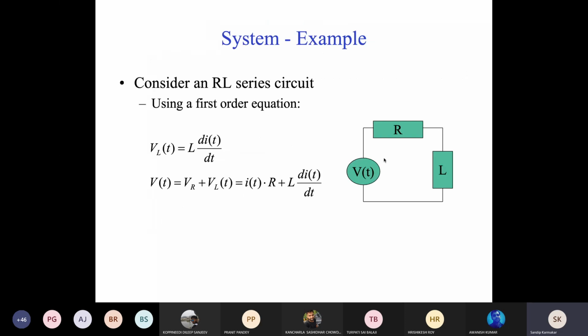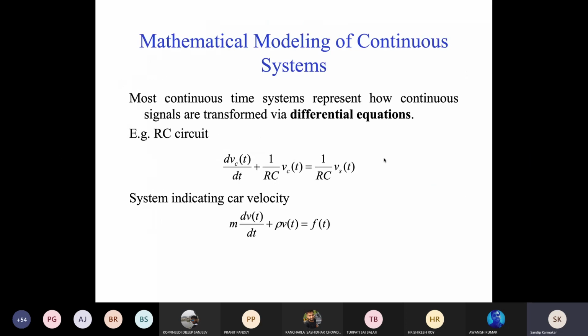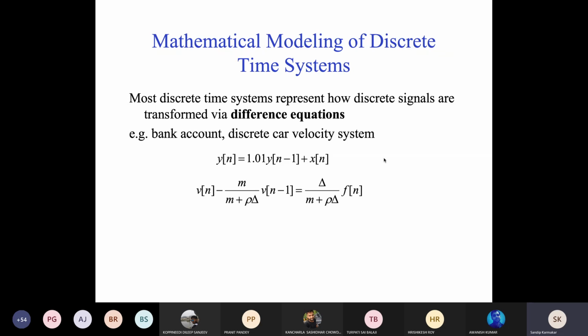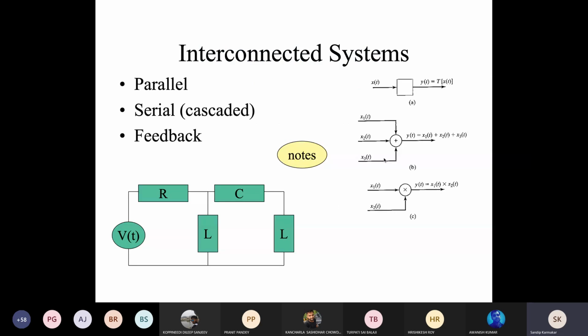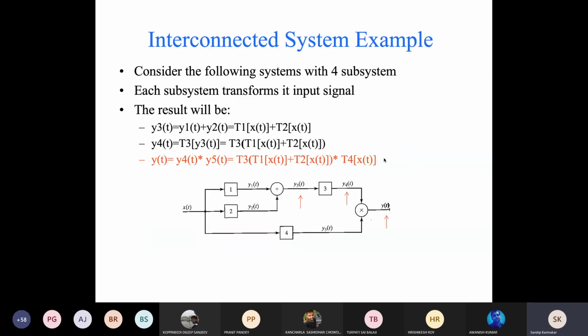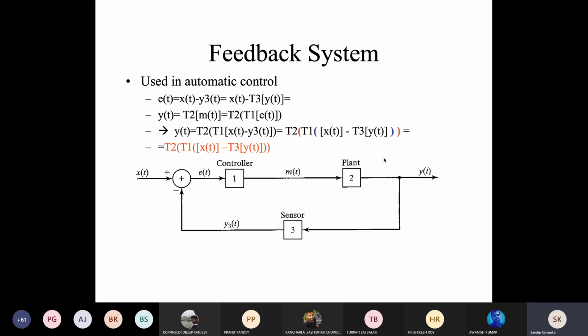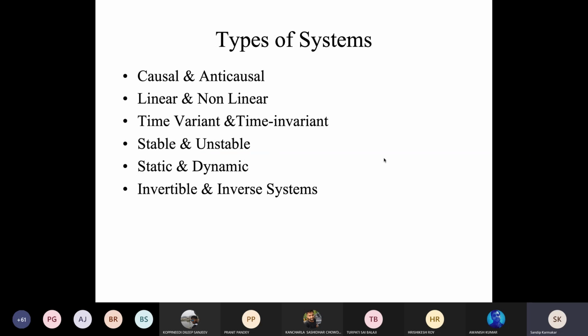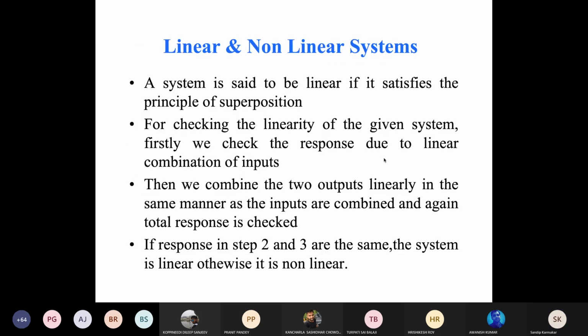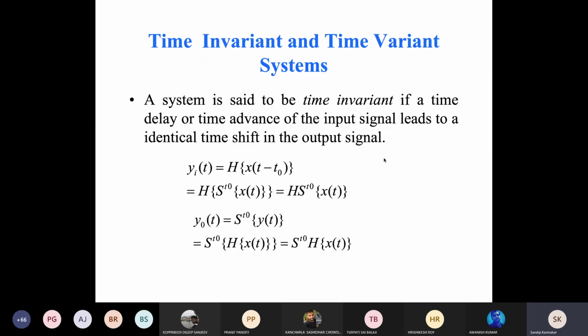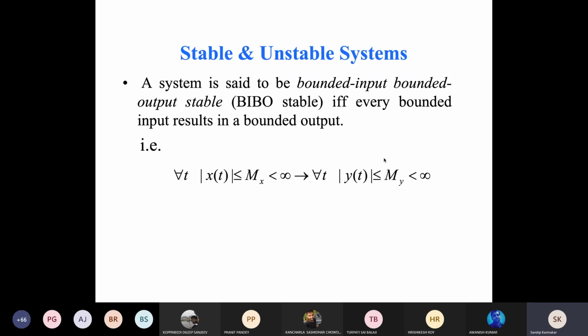Example of systems we have seen. Example is LR circuit. Mathematical modeling of continuous system we have seen. Discrete time system also we have seen. Order of system we have seen. Interconnected systems we have seen. Feedback system we have seen. Causal anti-causal system we've seen. Linear nonlinear system we have seen. Time invariant and time variant systems we have seen.